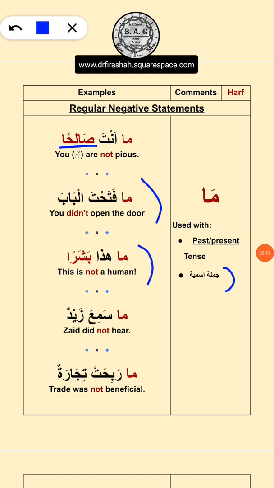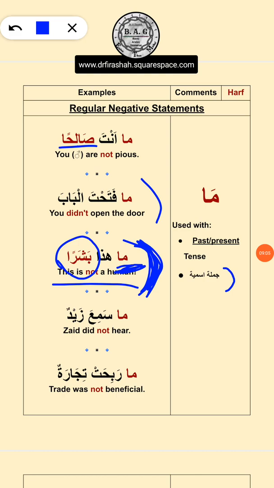All right, ma haza basharan. This is not a human. Now all of these examples, well, most of them actually, just a couple of them are not Quranic examples, but most of them are Quranic examples. This is something that the wives of the ministers had said back in Hazrat Yusuf's time when they saw him, because of his beauty and his looks. So ma haza basharan, this is not a human. Notice how this word basharan is nasb, and that's how we are sure that this ma is the negative ma.